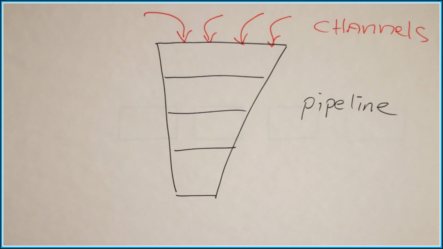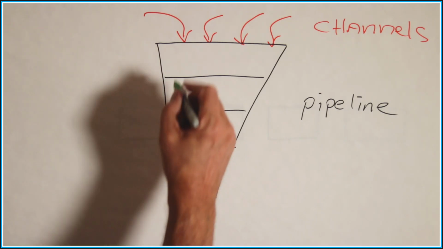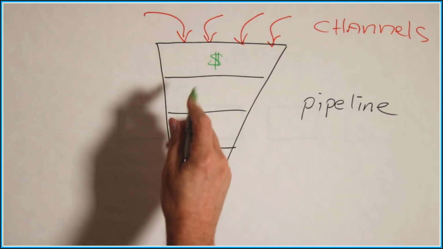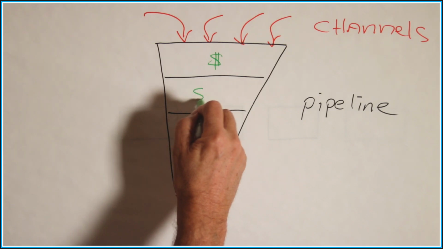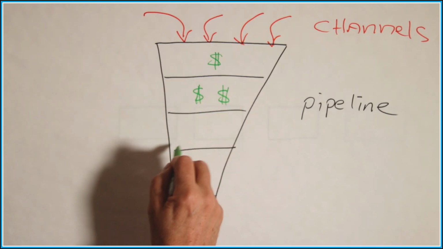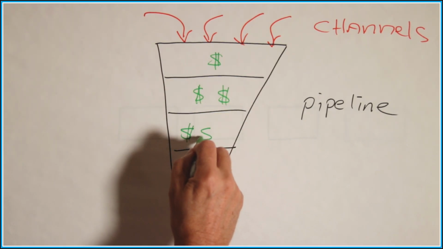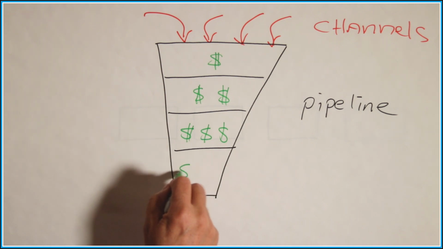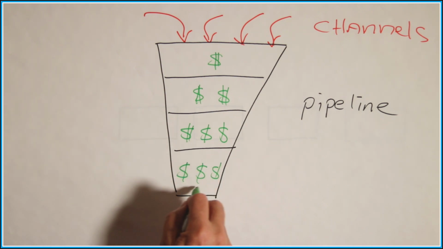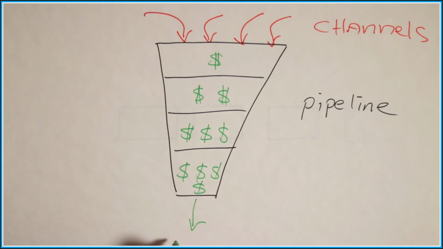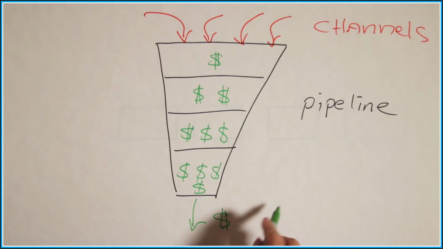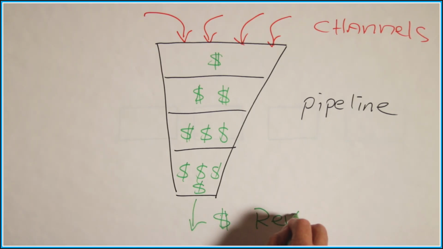And then as you work the sales deal through the pipeline, you're going to start with low quality, low probability deals. And then as it progresses down the funnel, they become more and more likely until finally at the bottom, it turns into revenue.